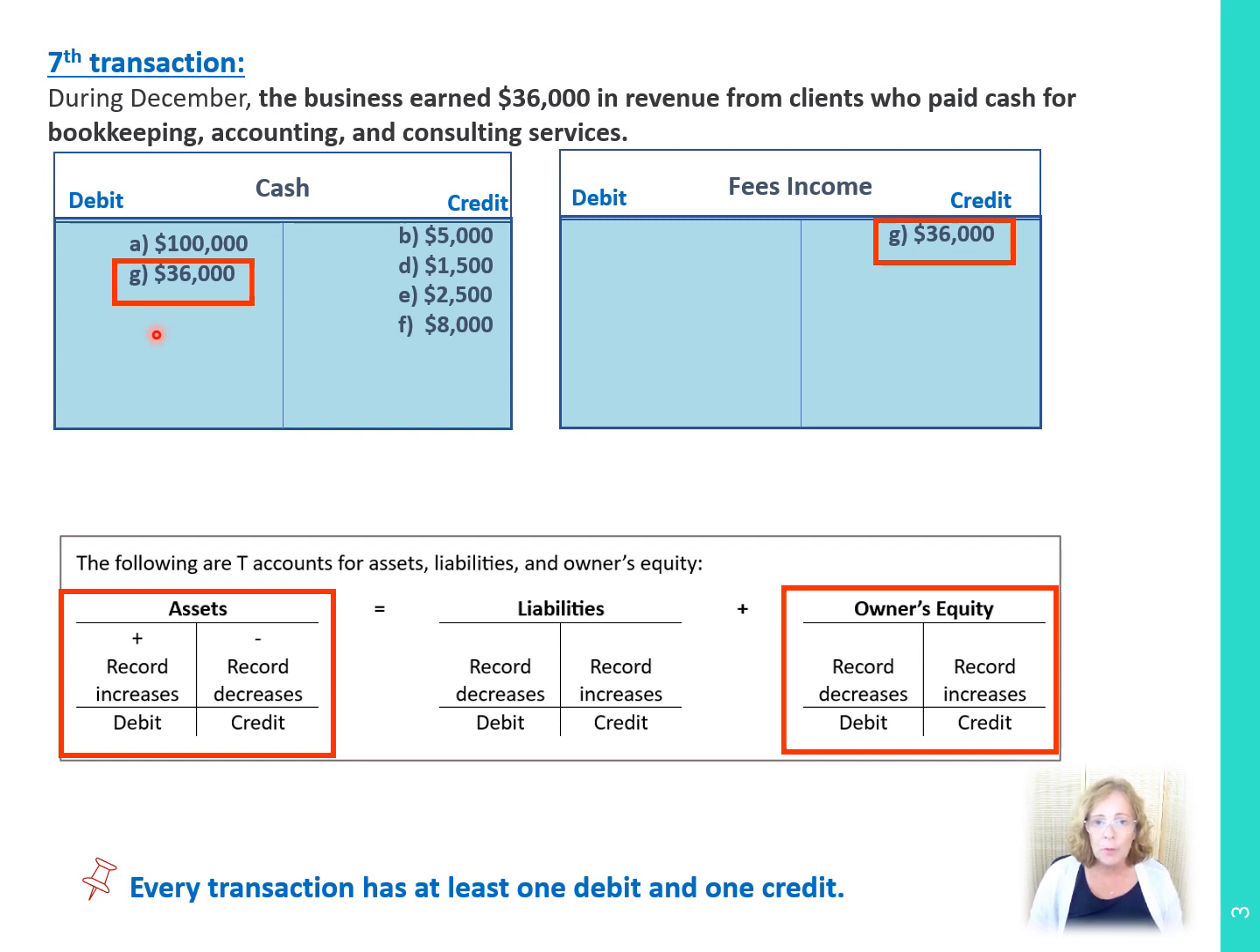Our revenue increased as well. We're using the account fees income, and fees income is part of owner's equity, and owner's equity increases with credits. Therefore, fees income increases with a credit of $36,000.